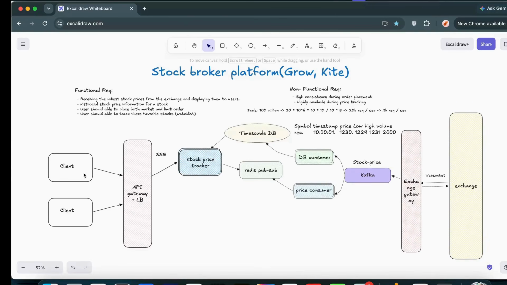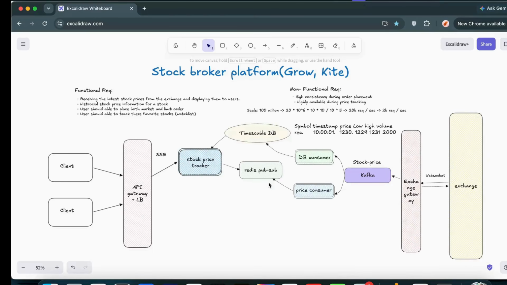Now the idea is pretty simple. The client establishes a connection to get the latest stocks. So whenever they want to see any particular stock information, there will be an SSE connection. So whenever the client makes a request, the stock price tracker's job is to keep sending the stock in the form of events to the clients. And there will be a dashboard upon which the client can keep seeing the latest stock prices and all, in the form of text or even charts. Now the stock price tracker gets the historical data from the TimescaleDB, and that is how it feeds the data to the clients.